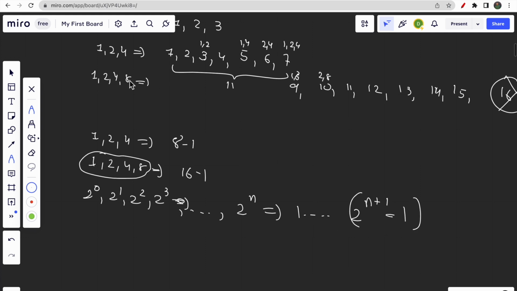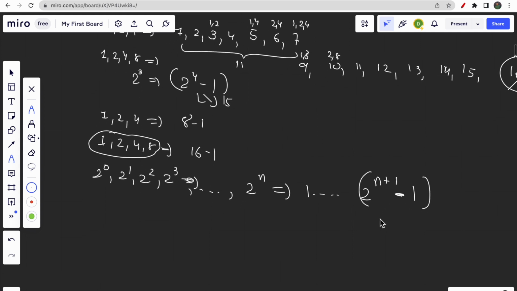Okay, so as you can see here, if you have 2 to the power 3, then you can produce 2 to the power 4 minus 1 numbers. So that is all numbers up till 15, correct? Right? And not 16, right? Not 2 to the power 4. So this is the equation: if you have all the numbers from 2 to the power 0 up till 2 to the power n, then you can produce all the numbers from 1 to 2 to the power n plus 1 minus 1.